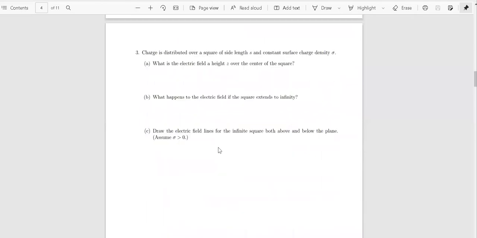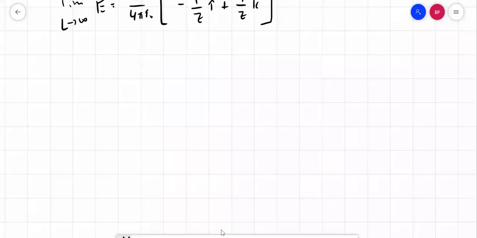So our next question says, charge is distributed over a square of side length S and constant surface charge density sigma. What is the electric field at height Z over the center of the square?